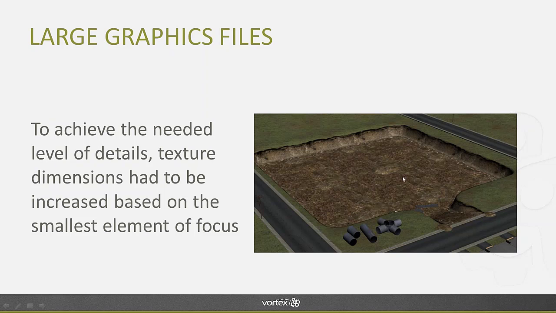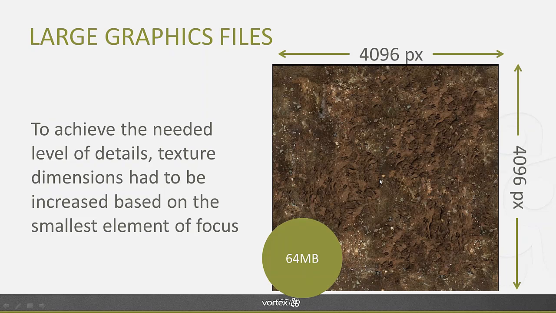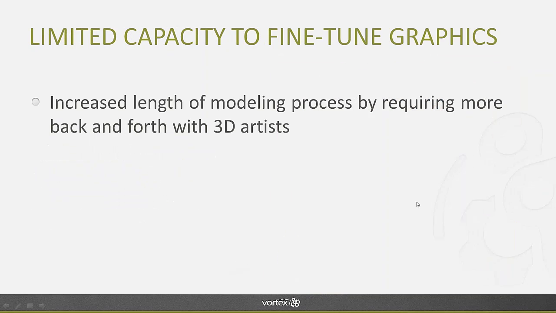So you can see here that it's actually fairly seamless. You don't see that much repetition. The reason is the texture is actually tiled 4 times. To achieve that, though, we had to use a very heavy file. We had to use a 4K texture, which took 64 megabytes of memory, which is significant compared to what would be ideal.